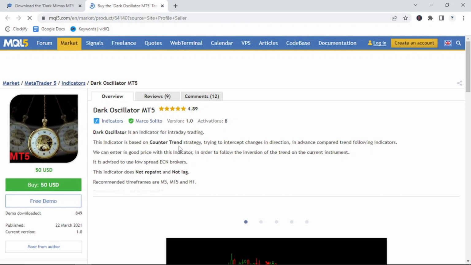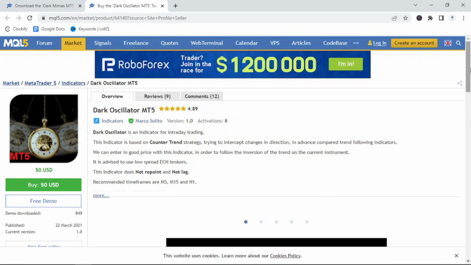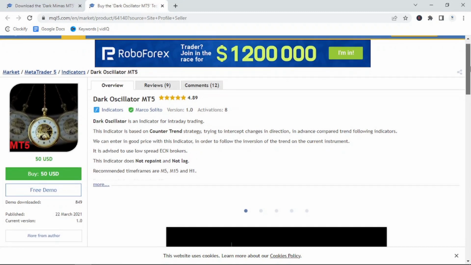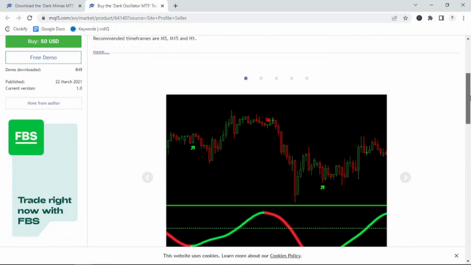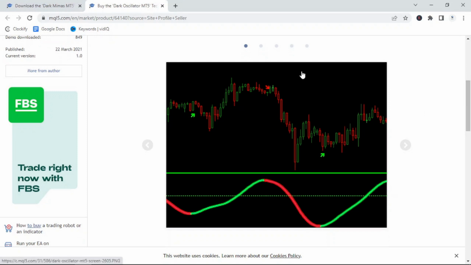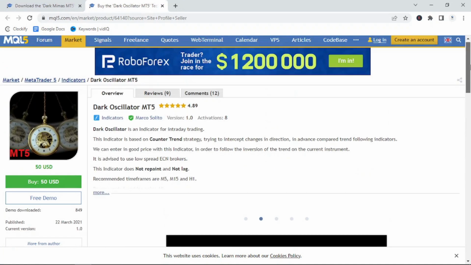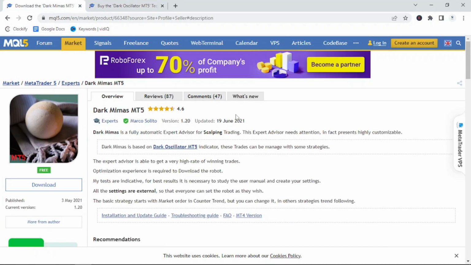What we're going to do is take a closer look at the dark oscillator that it is based on. Dark oscillator is an indicator for intraday trading. The indicator is based on a counter trend strategy, trying to intercept changes in direction in advance. Here we have a few images of the dark oscillator where we have 6 different strategies to trade for Dark Mimas. We'll take a closer look at each of these strategies and see which one will be best during strategy optimization.